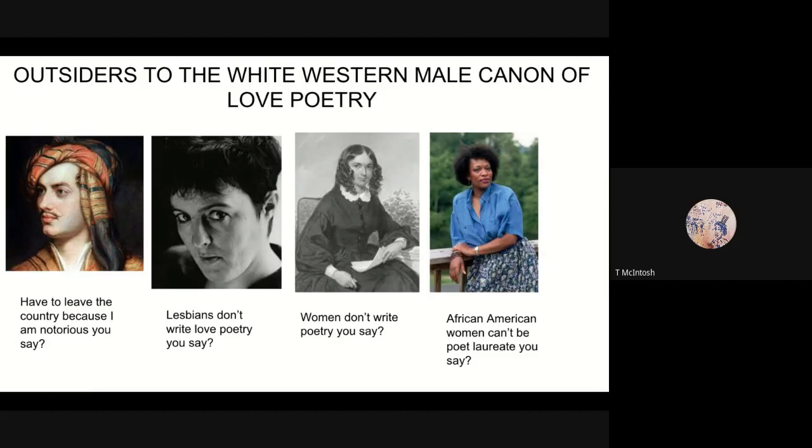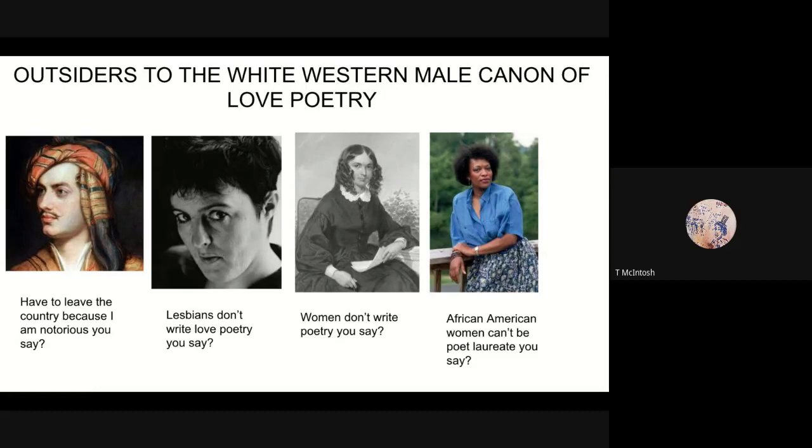I mean, this poem doesn't really reflect any of his own genuine emotions. He had to leave the country because he was notorious, right? So he is an outsider in that sense. But he's also useful to think about as being that white Western male canon of love poetry, if he is what everybody else is trying to get into and find their own place within.